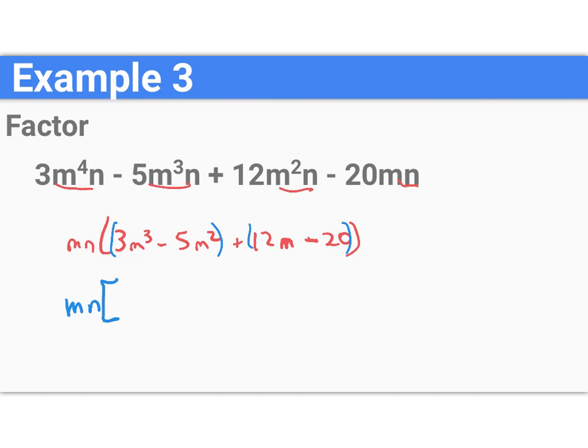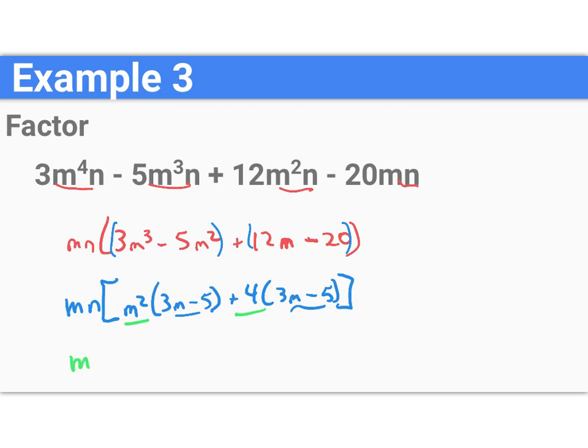So what can we pull out? We can pull out an m squared. If I pull out an m squared, I have 3m minus 5, plus, what can I pull out of 12 and 20? I can pull out a 4, and I will have 3m minus 5, since 20 divided by 4 is 5. Close the bracket. Oh, look at that. The 3m minus 5 is the same binomial term. So now I'm going to move some things around. Our m squared and our 4 can be grouped together.